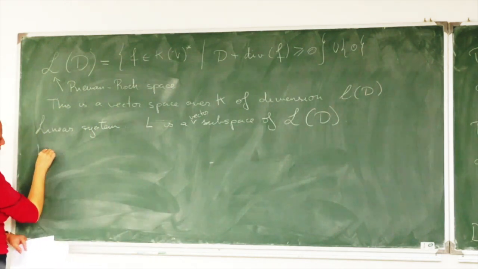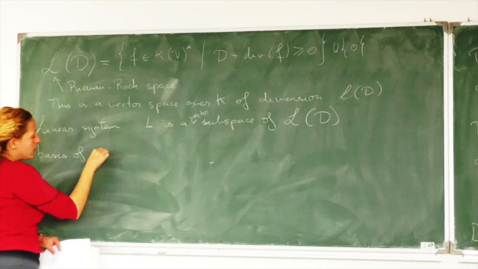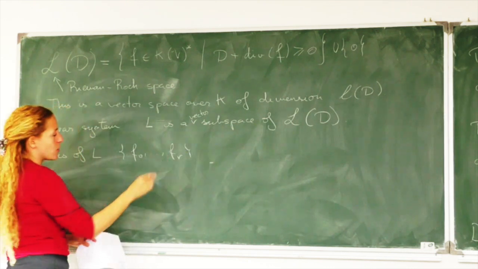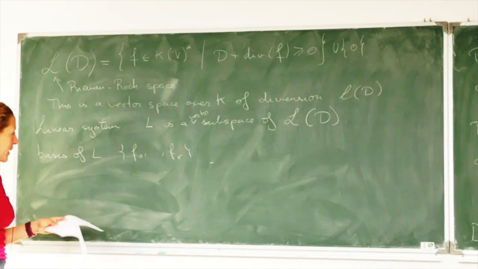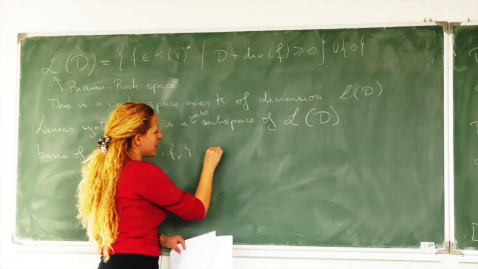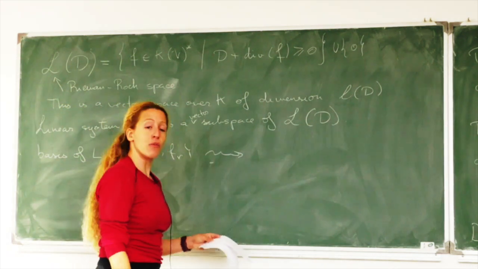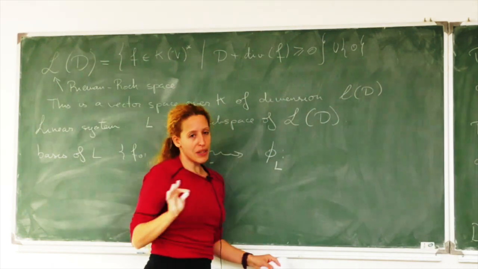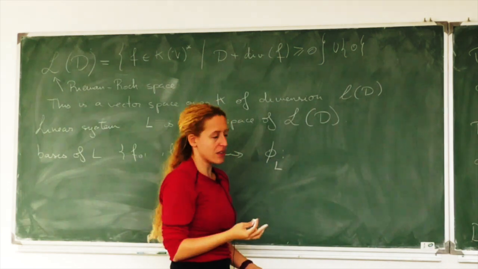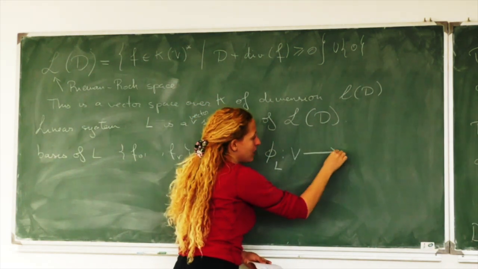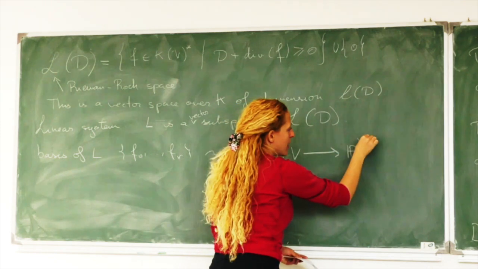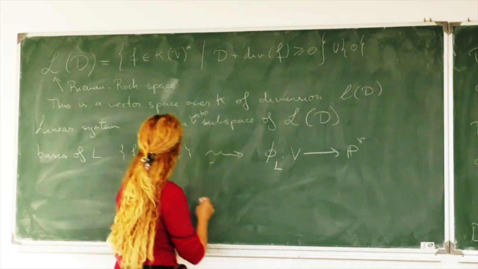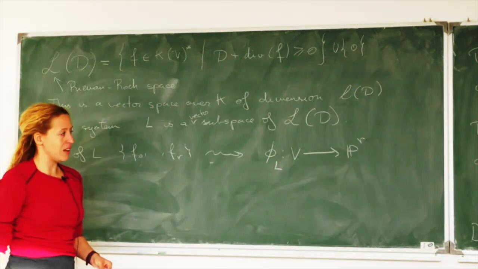Imagine that I take a basis of L, f0 to fr, whatever the dimension of this vector space is. Then I can associate to L, and this is kind of magic, a morphism. It is associated to L, even if I fixed a basis, so it depends on the basis. It goes from the variety to P^R. R is the dimension. No, because I started at 0, sorry, R here, so actually I have R plus 1 elements.